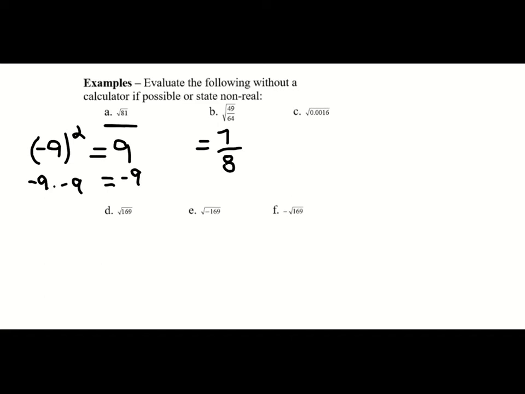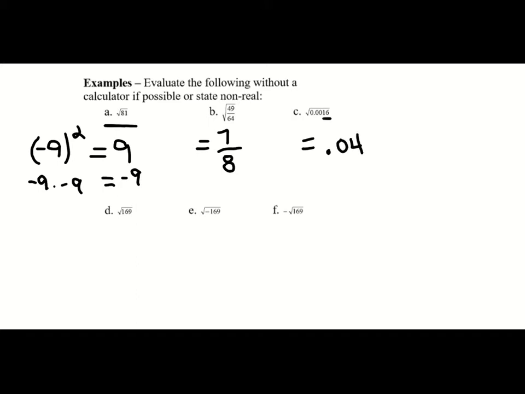Now for C, you're probably looking at this and you're like, oh, that's a decimal. That looks a little scary. But if we focus on the back half of this decimal right here, we have 16. And I know that the square root of 16 is 4. But I need 16 ten-thousandths. So the square root here is going to equal 400.